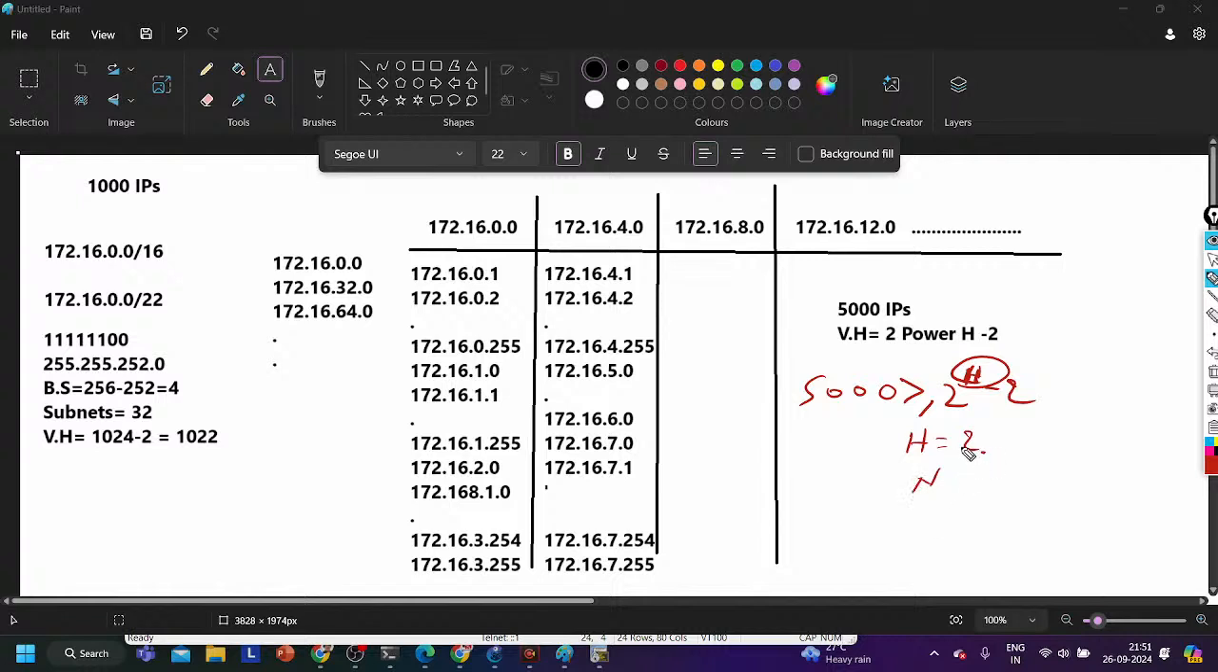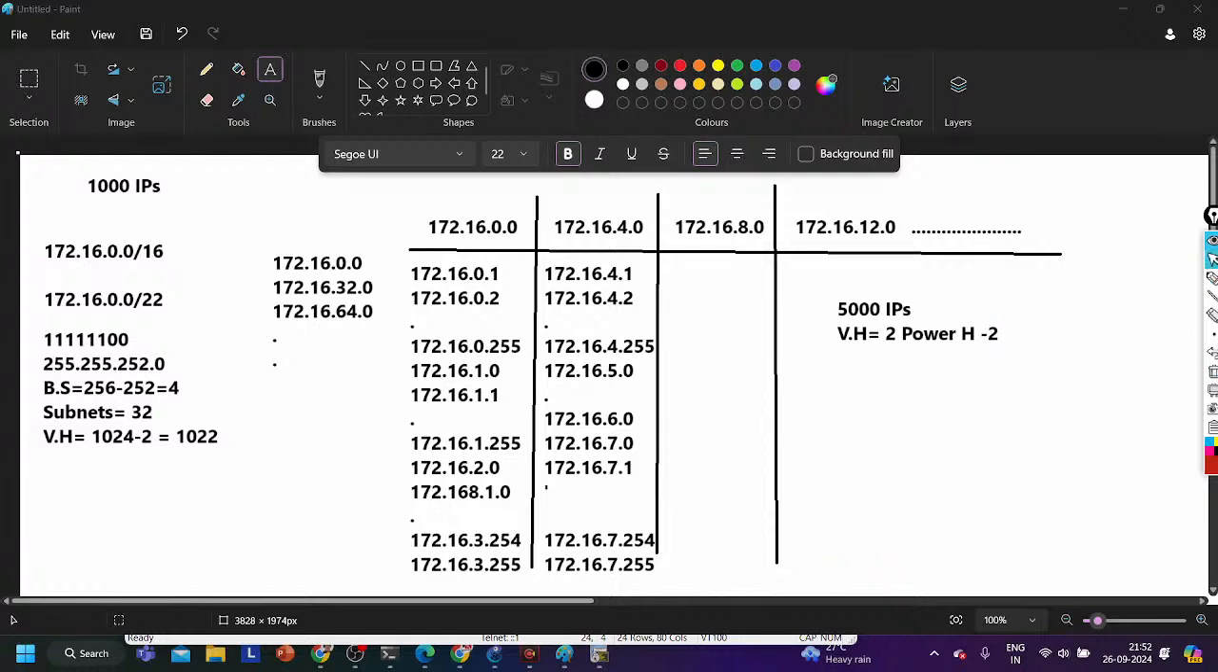If you know h means host bits, then you can find the n, because you know the total length of an IP address is 32 bits. Simply you can subtract the h. Once you get n, you can write down the subnet mask. Once you have the subnet mask, you can choose the subnet ID, whether from class A, class B, or class C.